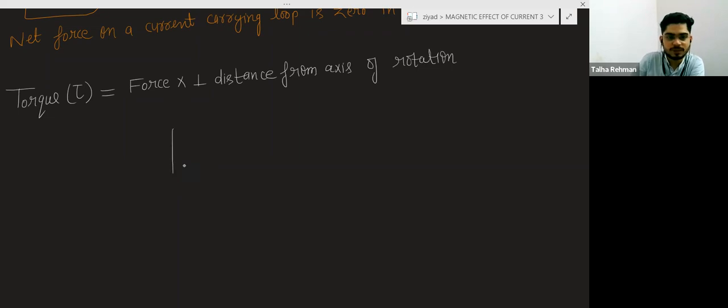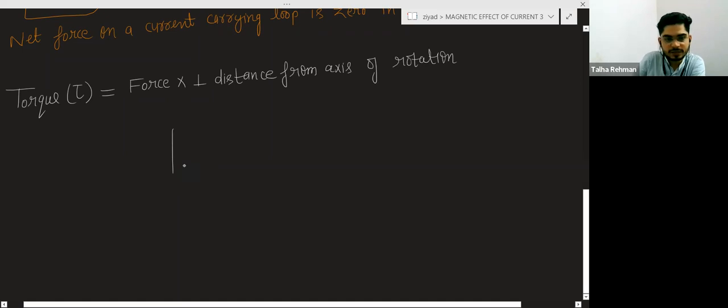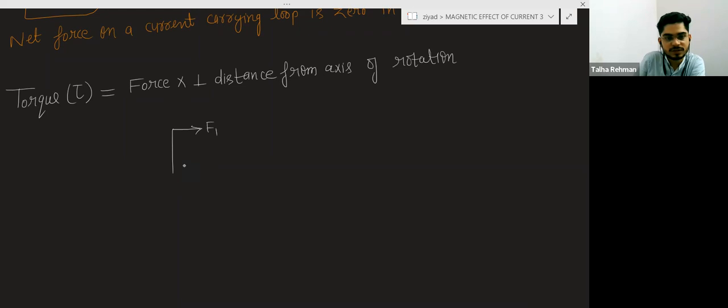For example, this is some rod, and on this rod there is one force F1 in this direction and another force F2 in this direction. This rod is rotating about this point O. This distance is capital R and this distance is capital R. So what is the torque on this rod AB?